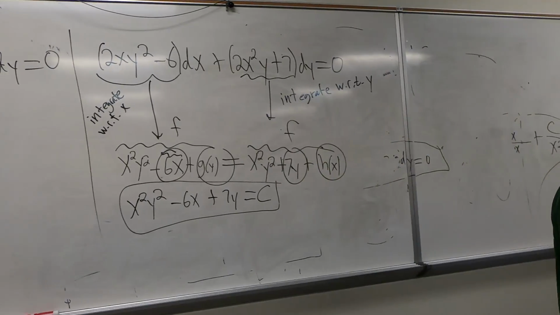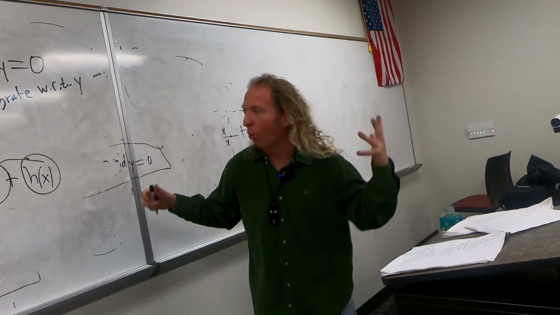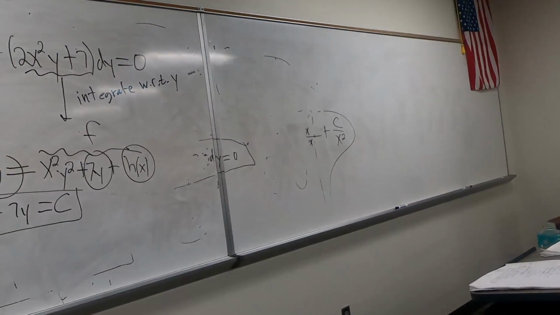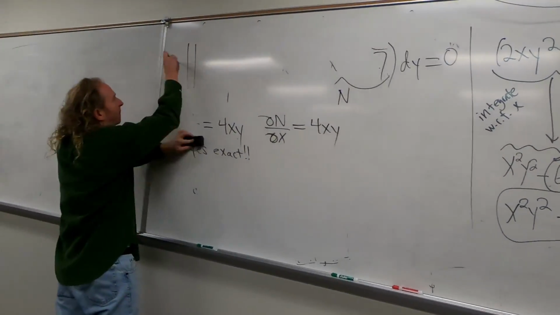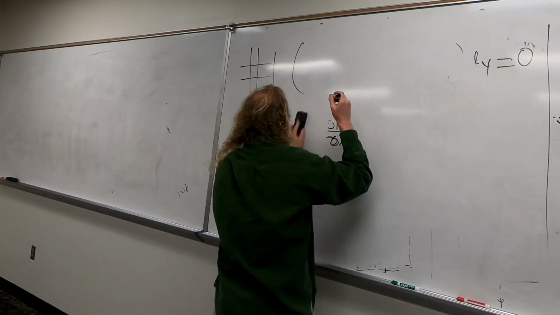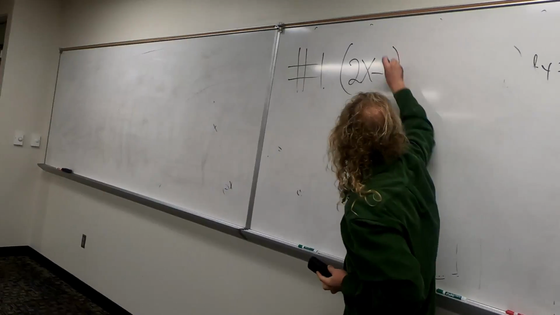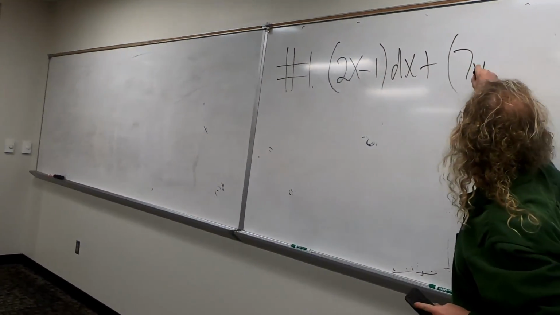Let's do another one. Let's do one more. Let's do number 1, just because we have time. We have 7 minutes. We can do another one. Number 1. X minus 1 dx plus parentheses 7y plus 9 dy.